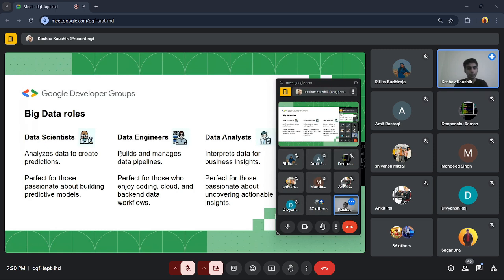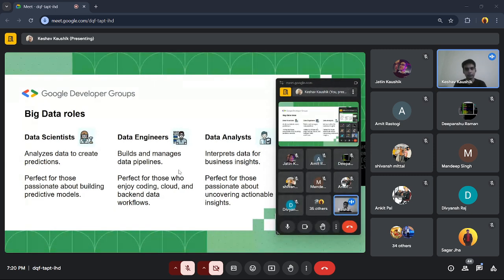All right. So next is data engineers. They build and manage data pipelines. So what is a data pipeline in the first place? It is basically a structure. You will have many sources of data. You have to align them together and store them in a particular format. So it's basically a pipeline. Just imagine a water pipe. You're flowing the data and it's getting stored into a tank or some huge storage system. This career is perfect for those who enjoy coding, cloud and backend data workflows.